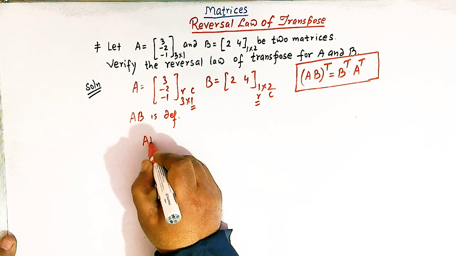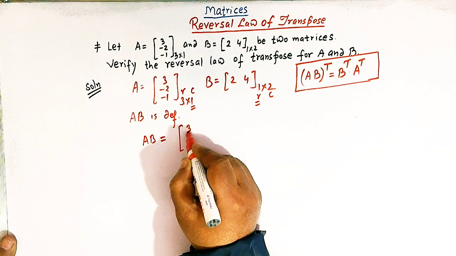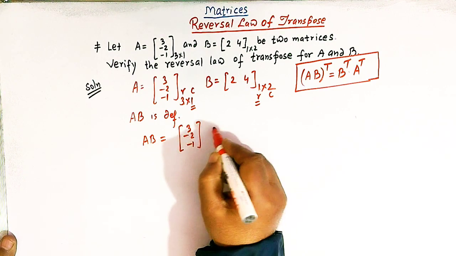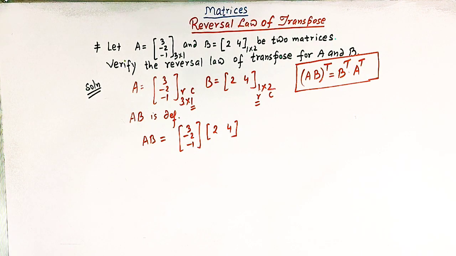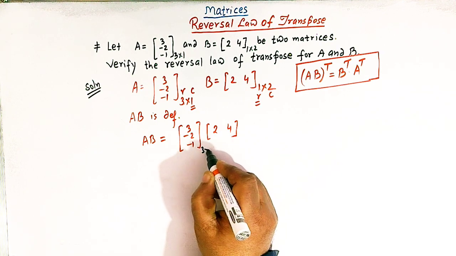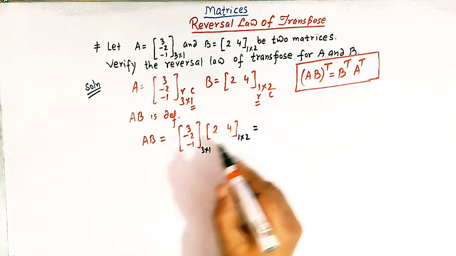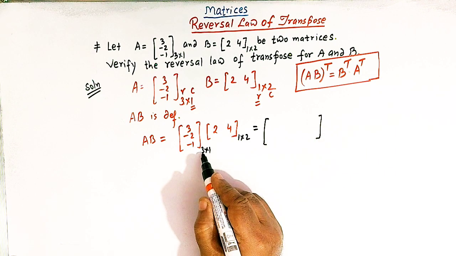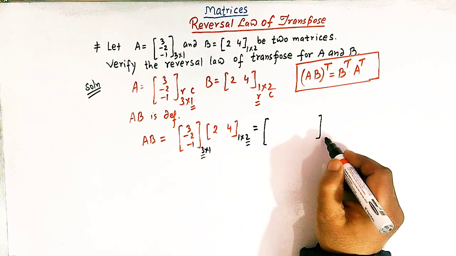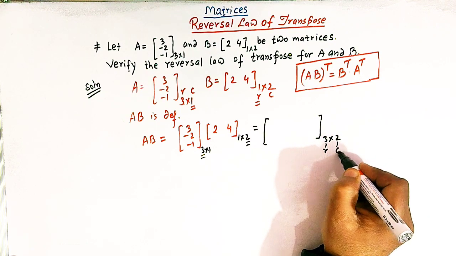So let us first find out the product AB. Here we have the matrix with entries 3, minus 2, minus 1, and here we have 2 and 4. So here we have a 3 cross 1 matrix, and here we have a 1 cross 2 matrix. So when we multiply these two matrices, we'll get a 3 cross 2 matrix. It means 3 rows and 2 columns.